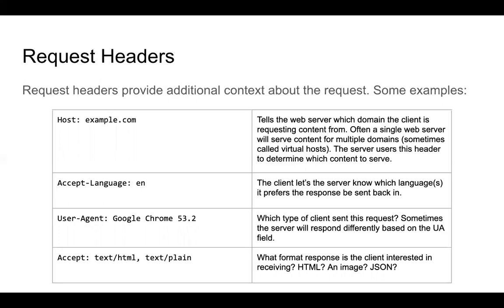The user agent is saying what kind of client sent this request, because sometimes the server will respond differently based on who the user agent is. So a request coming from your browser, from Google Chrome, may have a different response than one coming from, for example, your own website making an API request. And then finally, accept. It says what type of response it's interested in receiving. So if you're looking for a website, it'll typically be HTML, but you might also be asking for an image or JSON data.